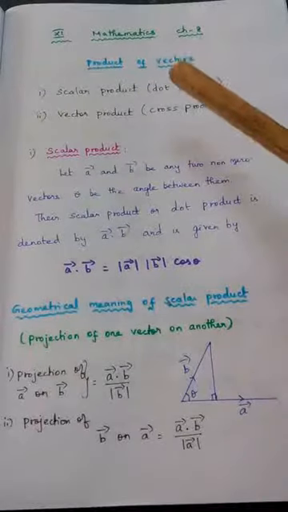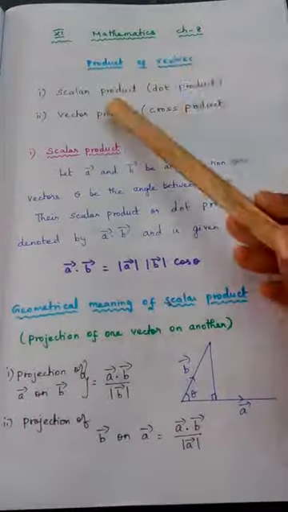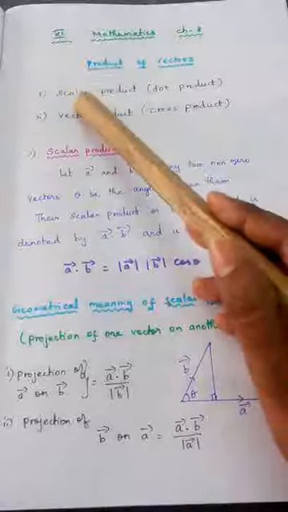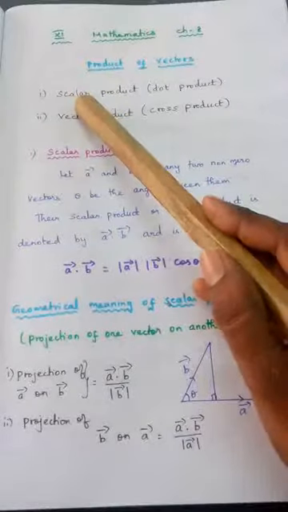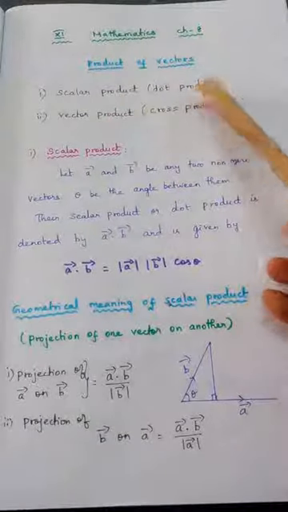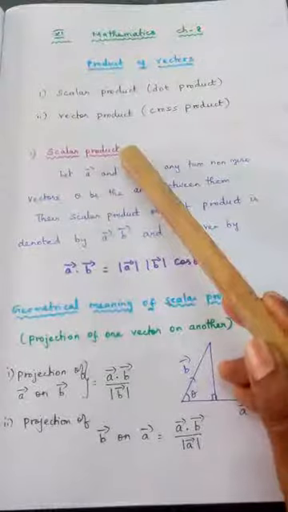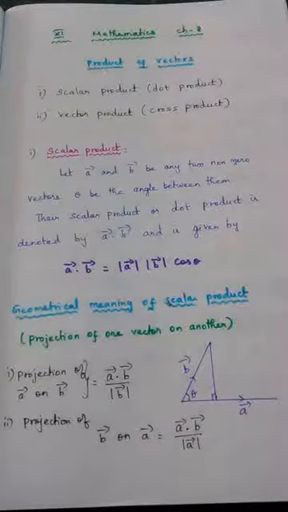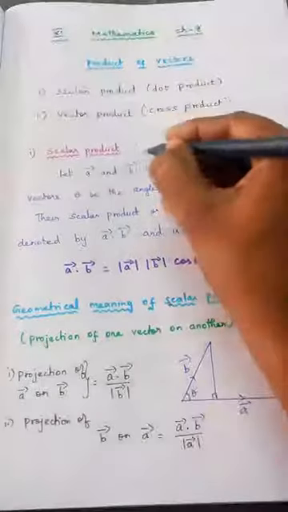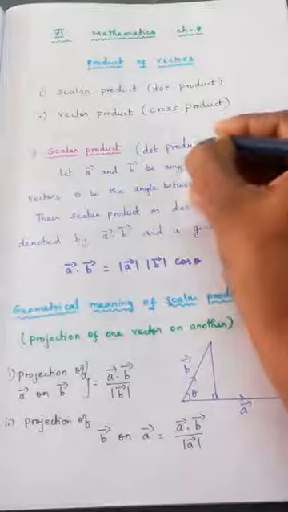So the topic that we are going to discuss today is product of vectors, under which we have two types, but we are going to take one and discuss about that in this particular class, scalar product, or otherwise called dot product. So first we will go to the definition of scalar product. What is the other name? Other name is dot product. Scalar product can also be called as dot product.